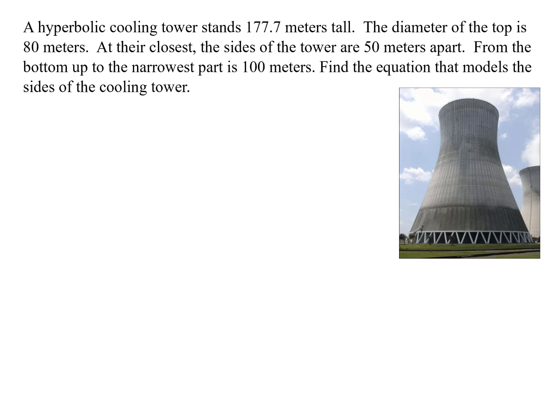A hyperbolic cooling tower stands 177.7 meters tall. The diameter of the top is 80 meters. At their closest, the sides of the tower are 50 meters apart. From the bottom up to the narrowest part is 100 meters. Find the equation that models the sides of the cooling tower.